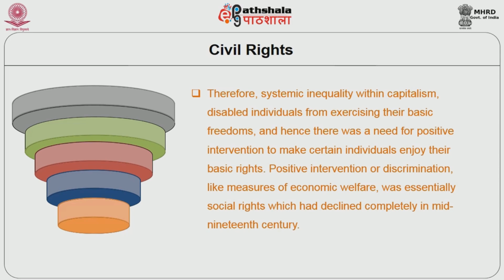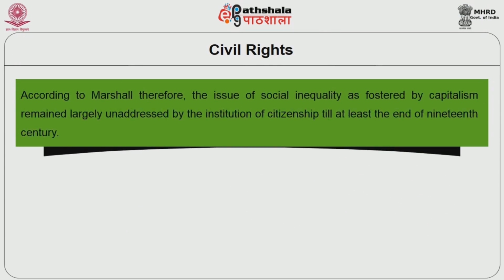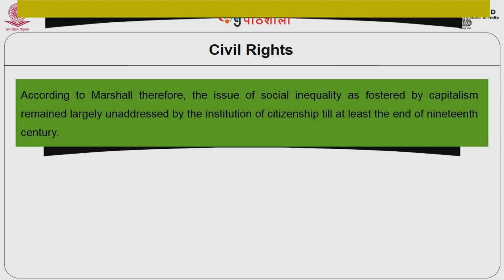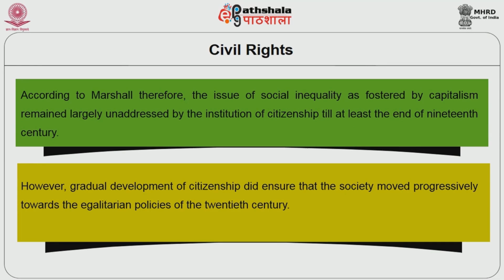Positive intervention or discrimination, like measures of economic welfare, was essentially social rights which had declined completely in the mid-19th century. According to Marshall, therefore, the issue of social inequality as fostered by capitalism remained largely unaddressed by the social institution of citizenship till at least the end of the 19th century. However, gradual development of citizenship did ensure that the society moved progressively towards the egalitarian policies of the 20th century.